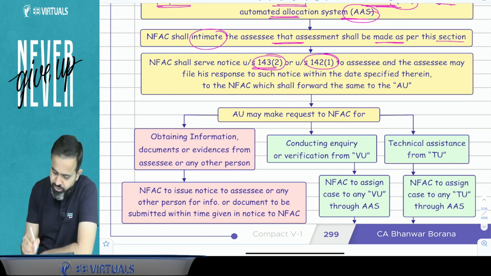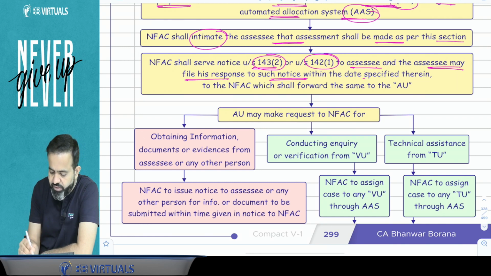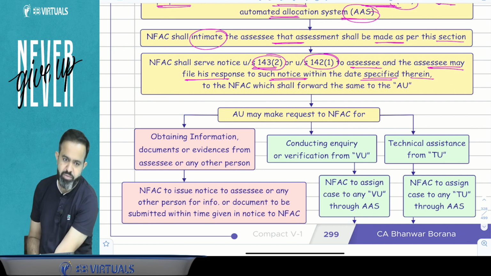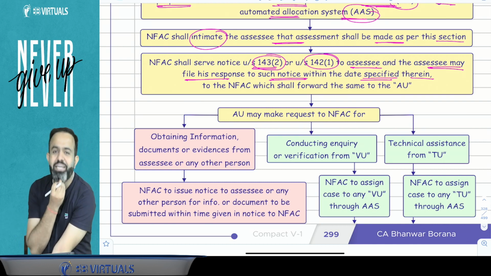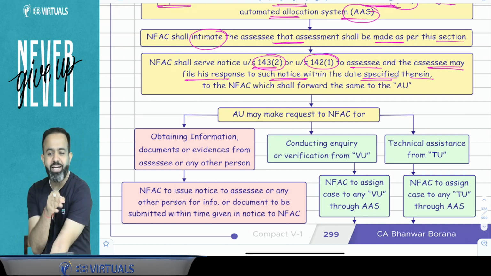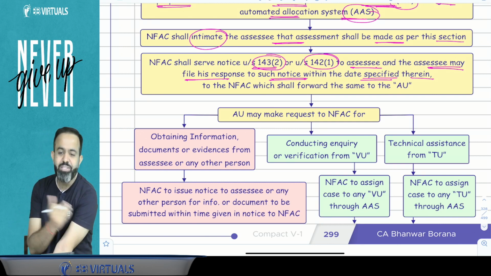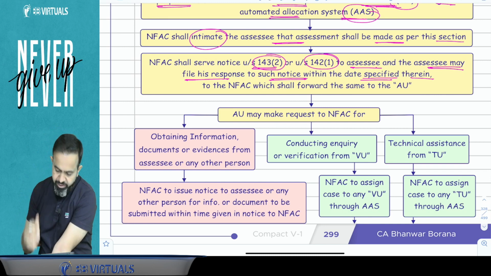142.1 is a RIA notice to the assessee, and the assessee may file his response to such notice within the date specified therein. So here the assessee may file his response. If the assessee feels, then he may respond to the department. If you receive any scrutiny notice or RIA notice, then you may give the response to the department. It's your choice. So the assessee will respond to the NFAC.